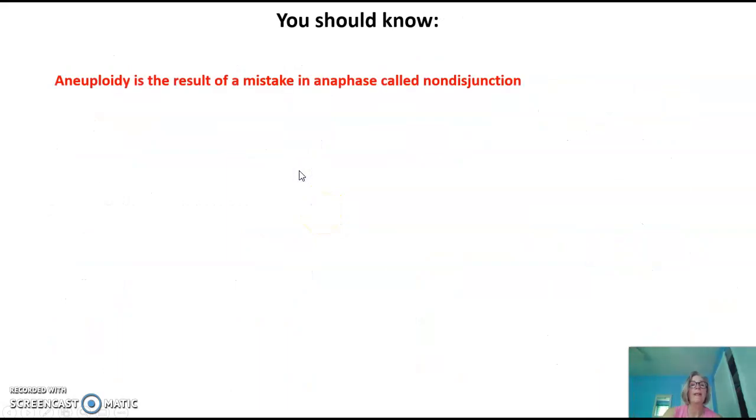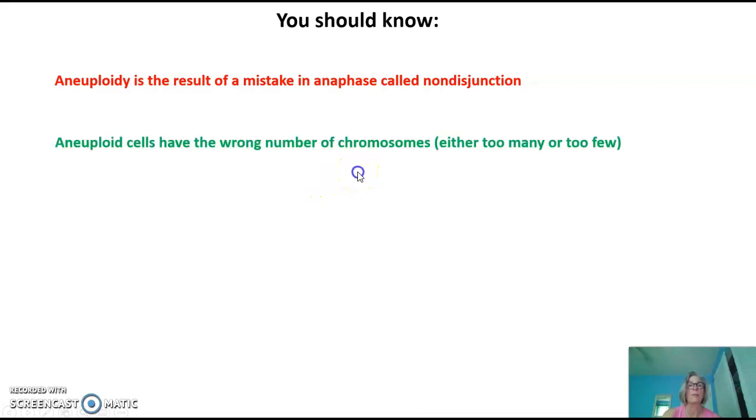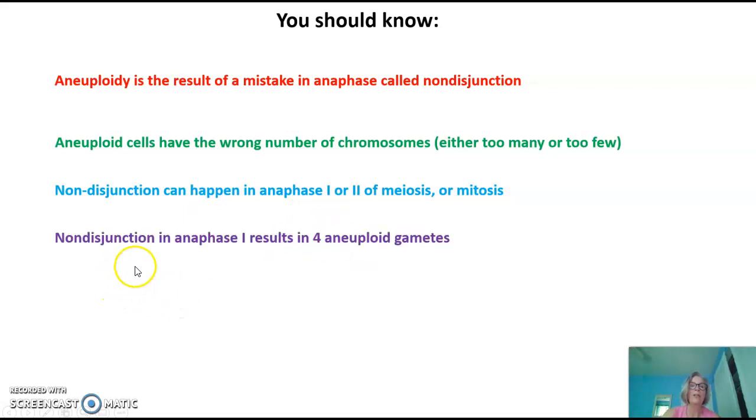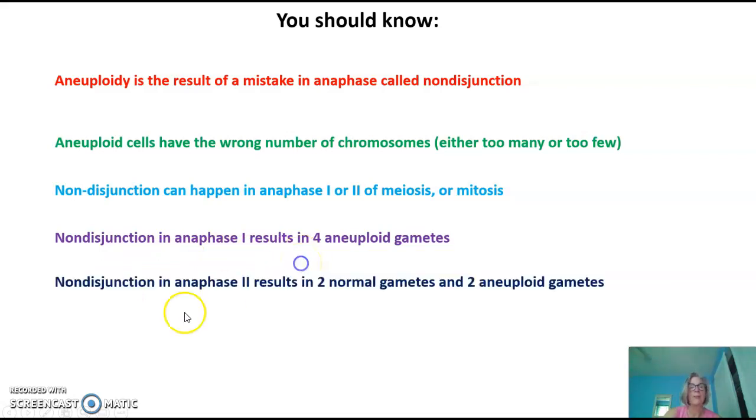So you should know that aneuploidy is the result of a mistake in anaphase called non-disjunction. Aneuploid cells have the wrong number of chromosomes, either too many or too few. Non-disjunction can happen in anaphase 1 or 2 of meiosis, or it can even happen in mitosis, which I did not diagram in this video. Non-disjunction in anaphase 1 of meiosis results in 4 aneuploid gametes. Non-disjunction in anaphase 2 of meiosis results in 2 normal gametes and 2 aneuploid gametes.